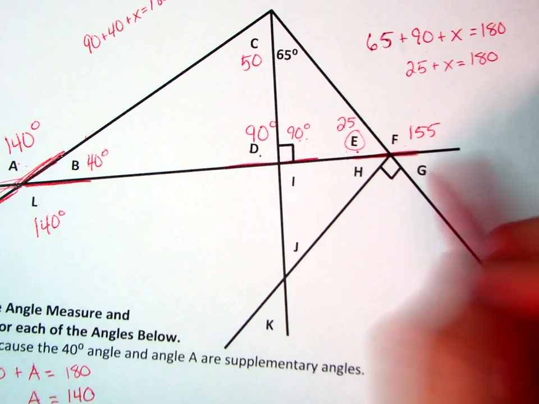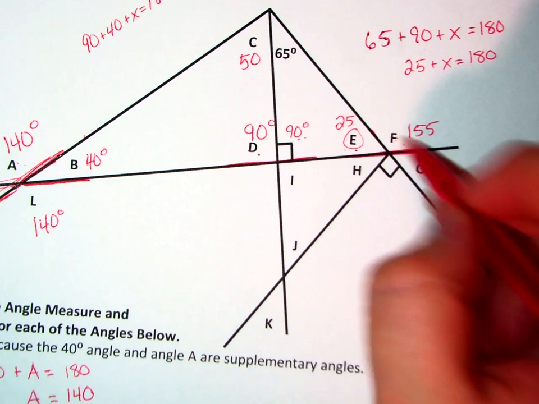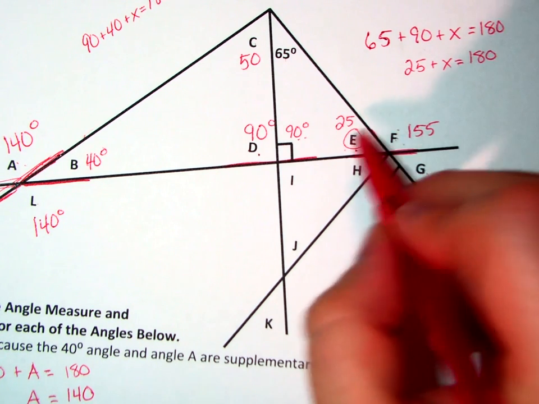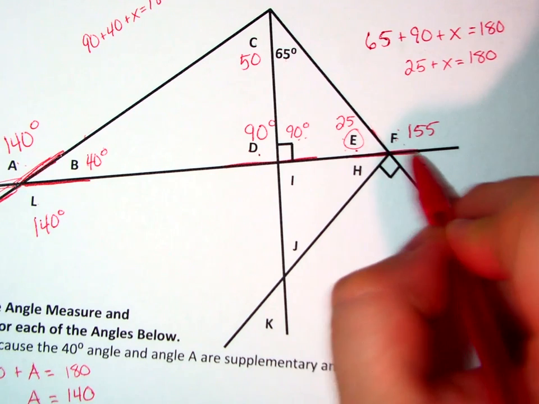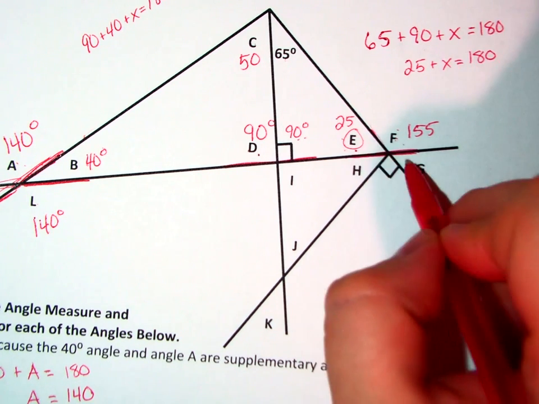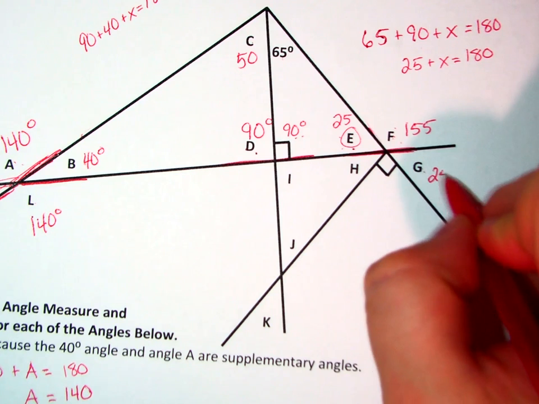Same logic gets us G. I can either consider F and G to be supplemental, or I can see that I have two intersecting lines, so E and G are vertical angles, and G is 25 degrees.